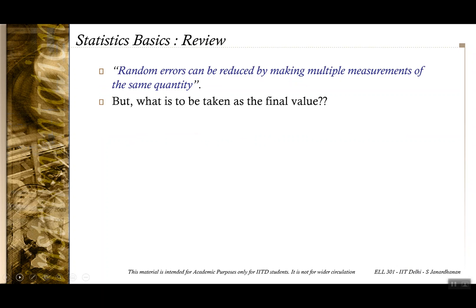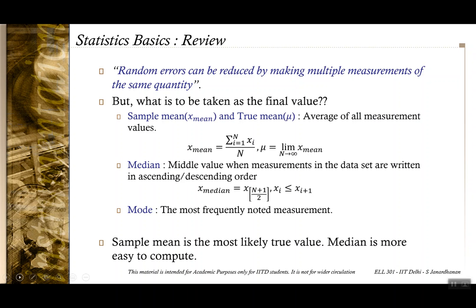Now what do you mean by statistics in this? Okay, so we have already seen that the random errors can be reduced only by taking multiple measurements of the same quantity. Okay, now let us say you have multiple measurements. What should be the final quantity? Now there are various choices which are candidates for the final value.